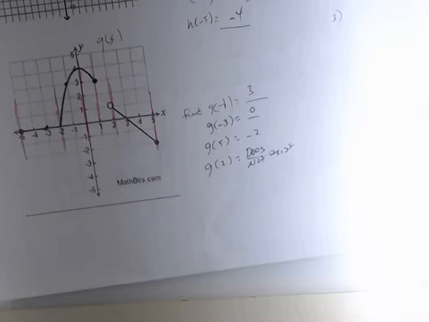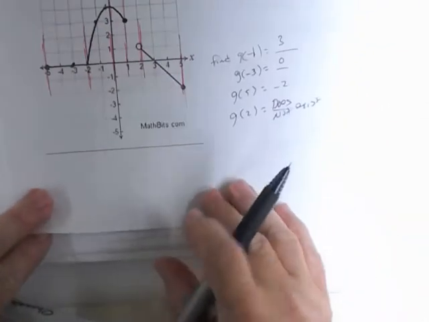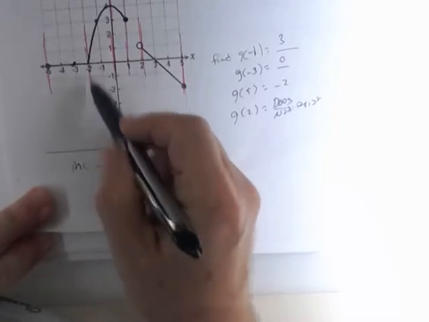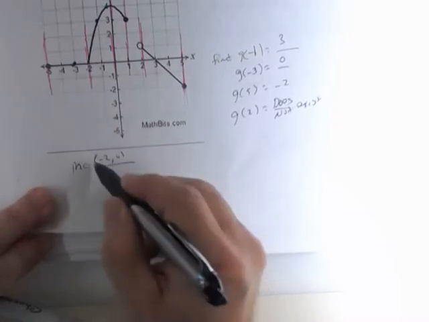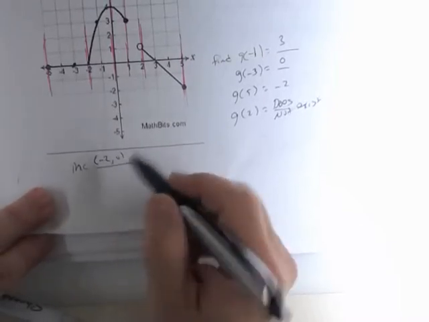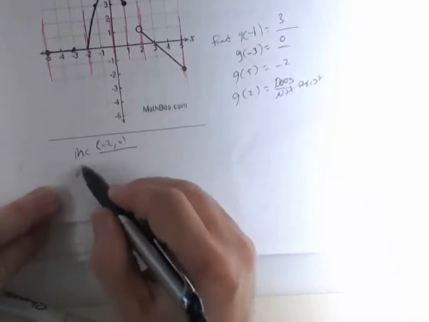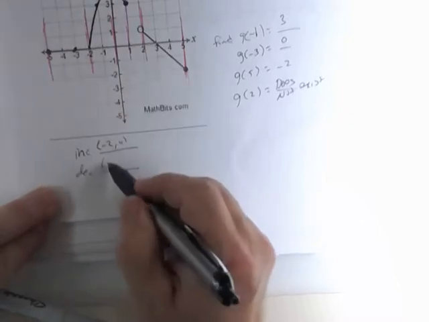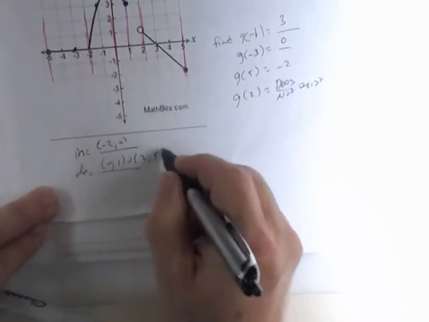Okay, so let's do the increasing, decreasing. So increasing, just from -2 to what? 0? Remember, they're all parentheses, open intervals. And then decreasing from where? 0 to 1, union, and then what? 2 to 5. All right.